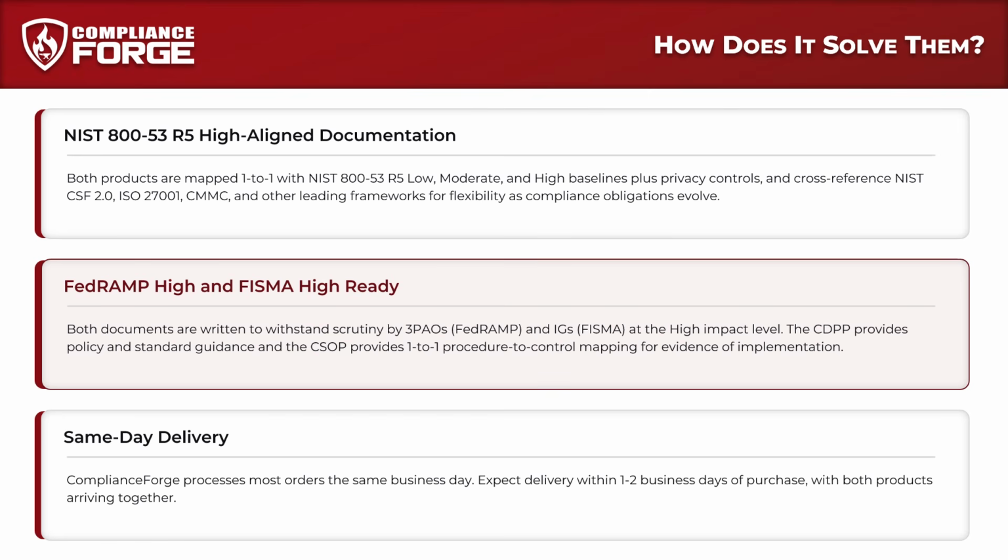The second is FedRAMP High and FISMA High readiness. Both documents are written to withstand scrutiny by third-party assessment organizations and by inspectors general at the high impact level. The CDPP provides policy and standard guidance, and the CSOP provides one-to-one procedure to control mapping for evidence of implementation.